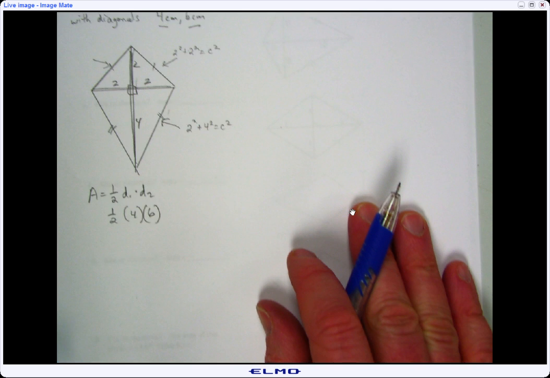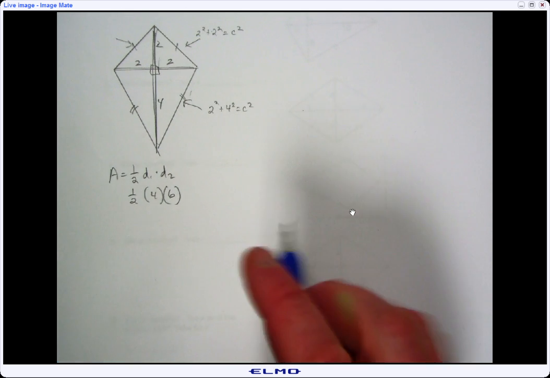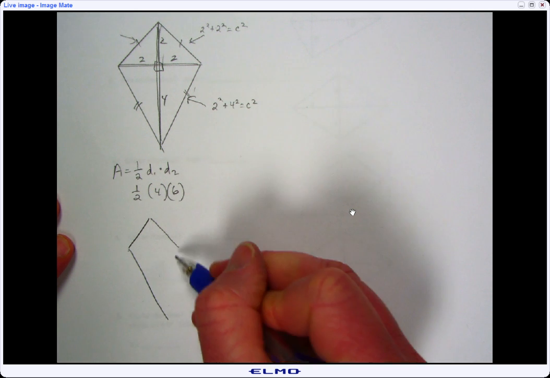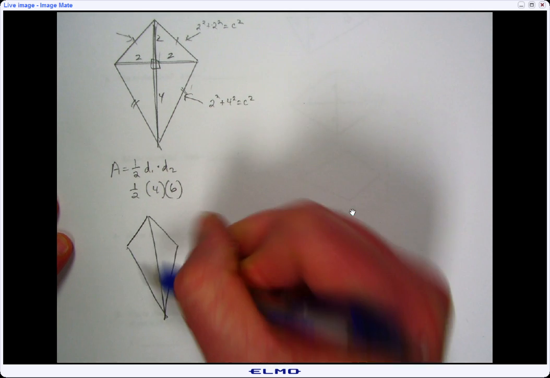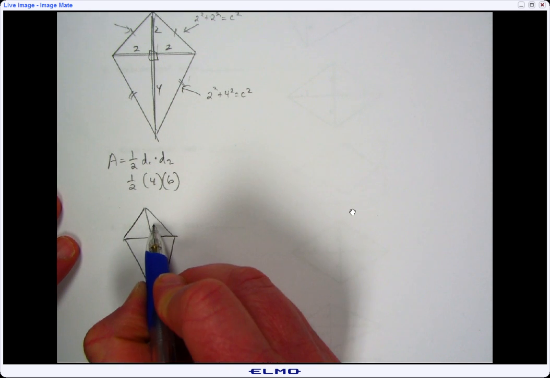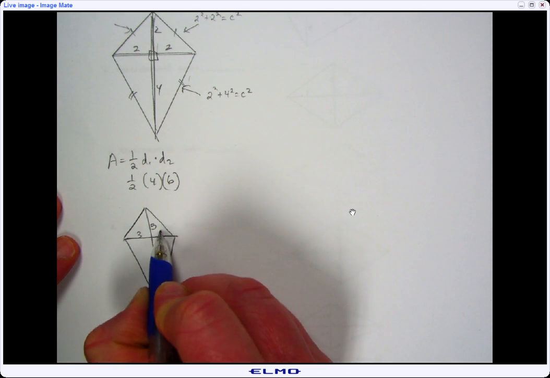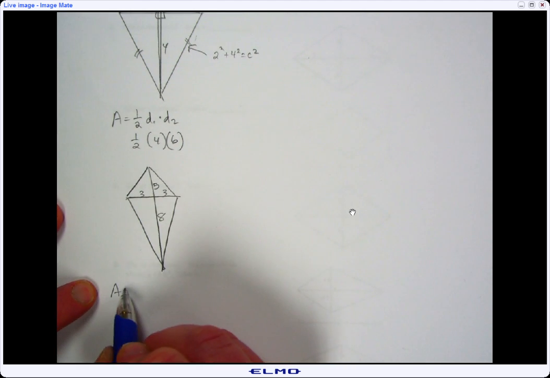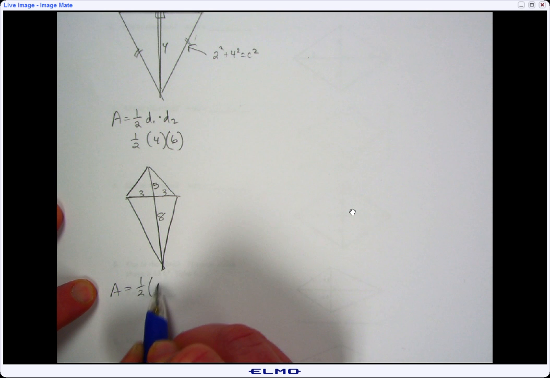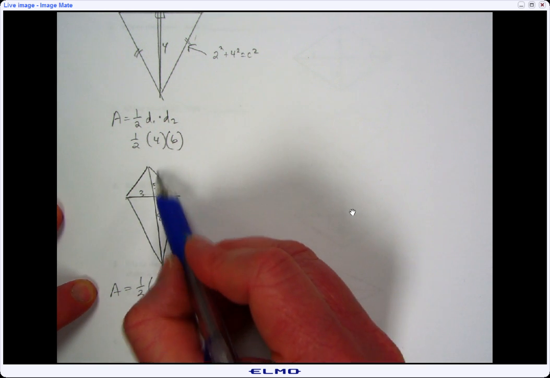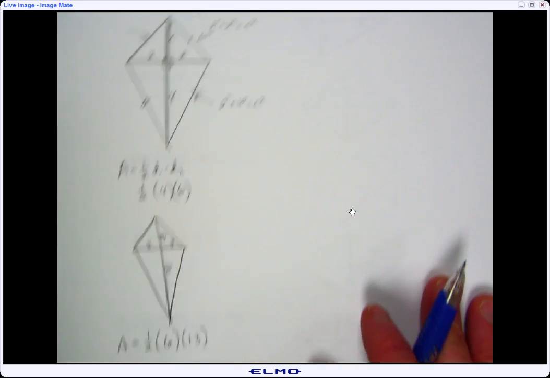So if you had another kite, I'm just going to quick sketch a kite. And they said, you know, this is 5 and this is 3 and this is 3 and this is 8. Your area would be 1/2 of 6 times 13. That's 6, this is 13. Okay, so that's for a kite.